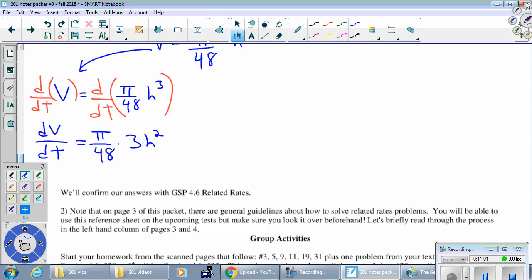However, h is not the independent variable. H is not playing the role of x. H is a dependent variable. Every variable is a dependent variable here except for time. And so we are differentiating implicitly.